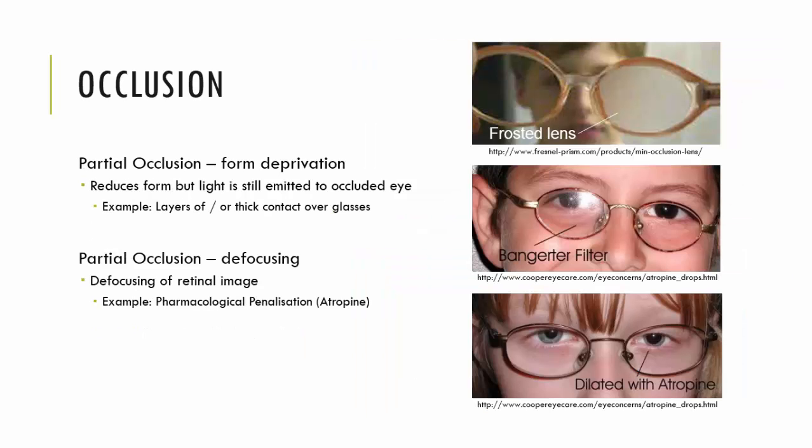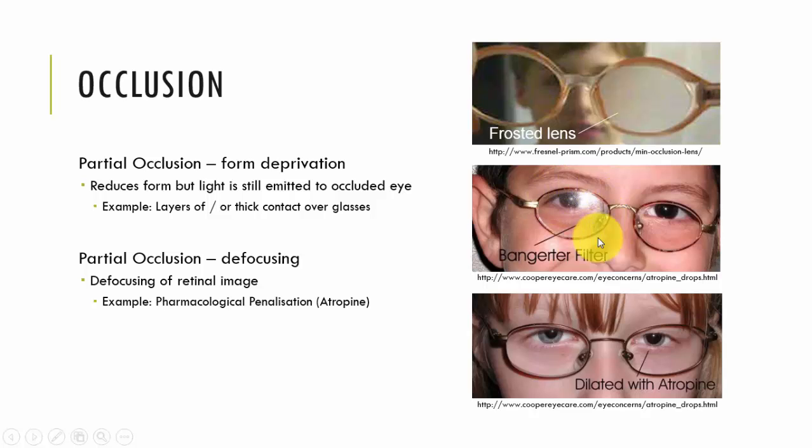Now, moving on to partial occlusion, we can have occlusion that causes form deprivation or defocusing. What we're doing with form deprivation is reducing the form, but light is still entering or emitted through the occluded eye. So we can see here as an example, a frosted lens, where light will still enter, but form perception will be reduced.